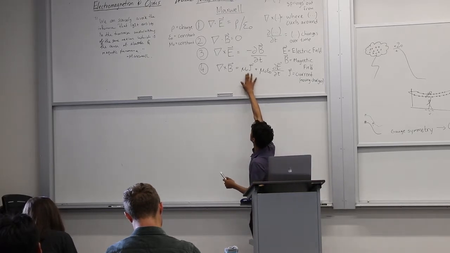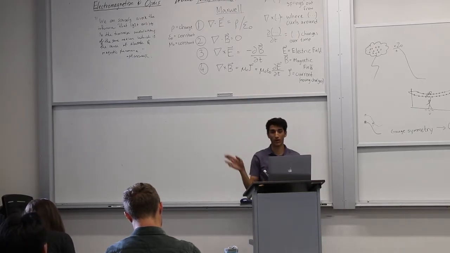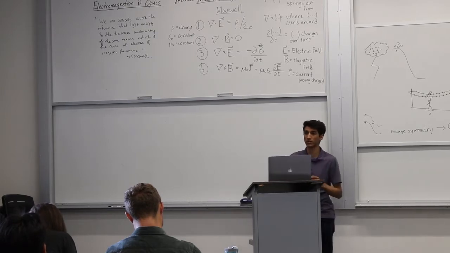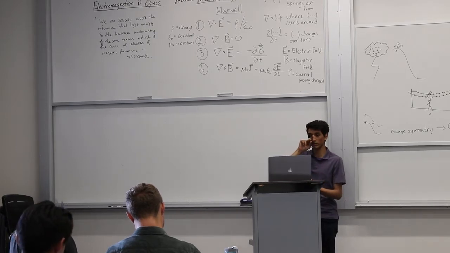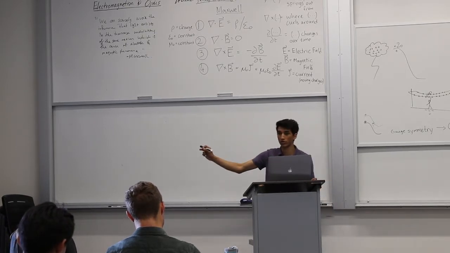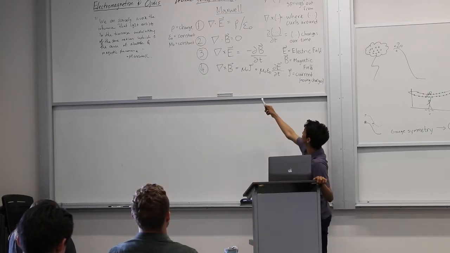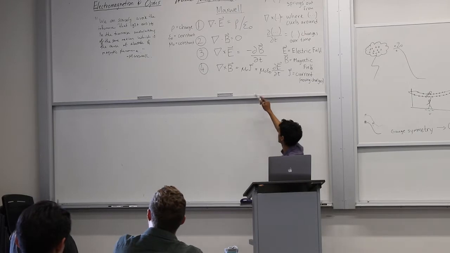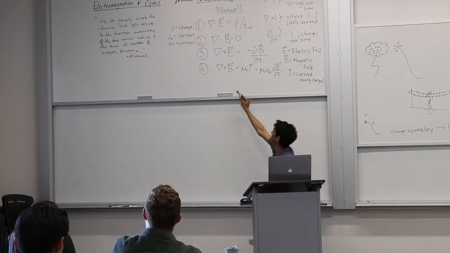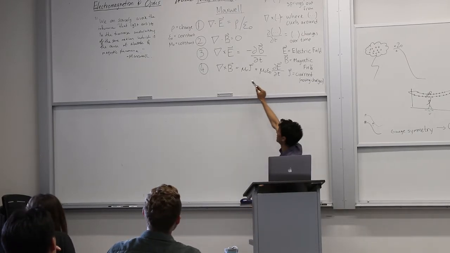If charges don't exist, J would have to be 0. He's saying J would have to be 0 because J is a movement of charges, right? And if charges don't exist, they can't move, of course. So this term drops out. So you end up with this and this, but nothing there.